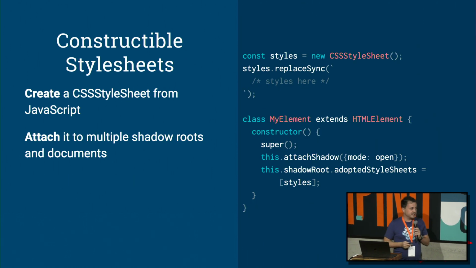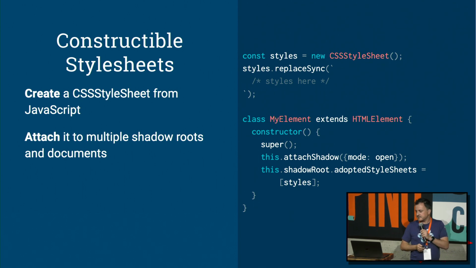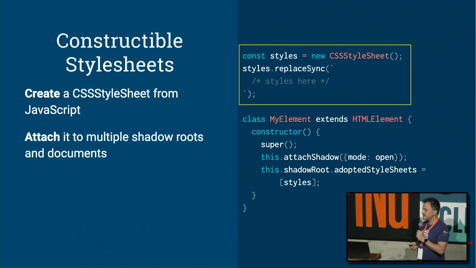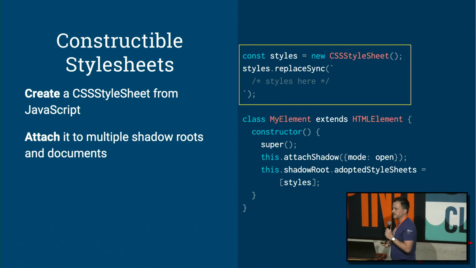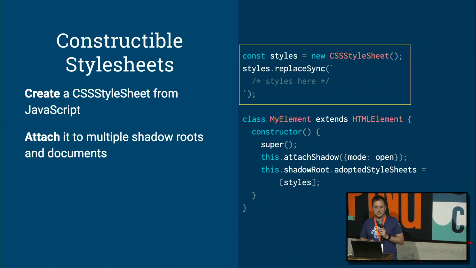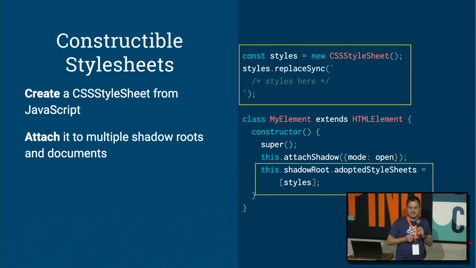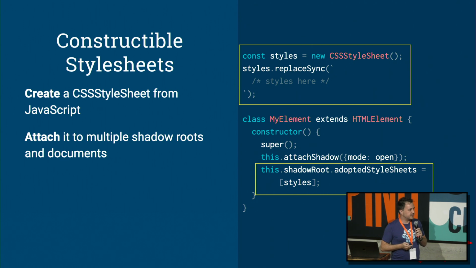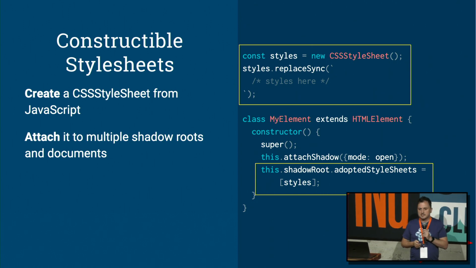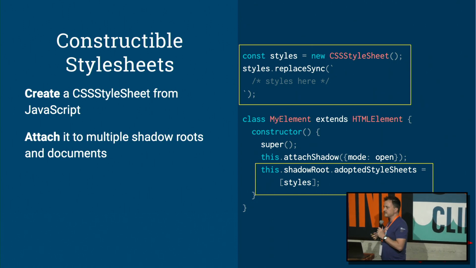So the new thing that is awesome is Constructible Stylesheets. Constructible Stylesheets lets you just new up a style sheet in JavaScript and then set its text. And then from there, you can attach it to multiple shadow roots throughout your application. So the awesome thing here is that you can create the styles in JavaScript.